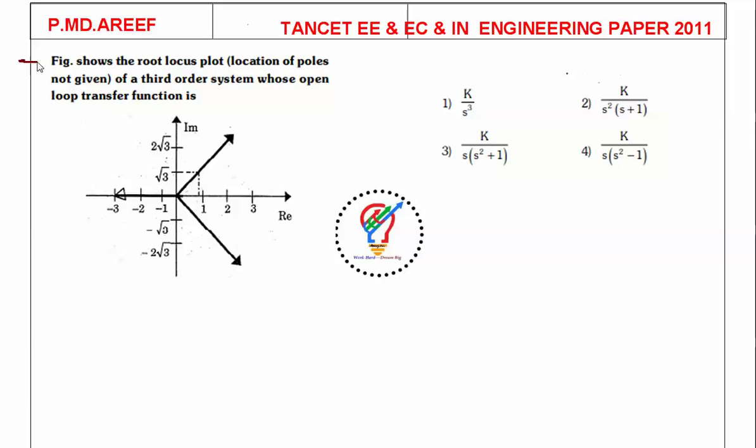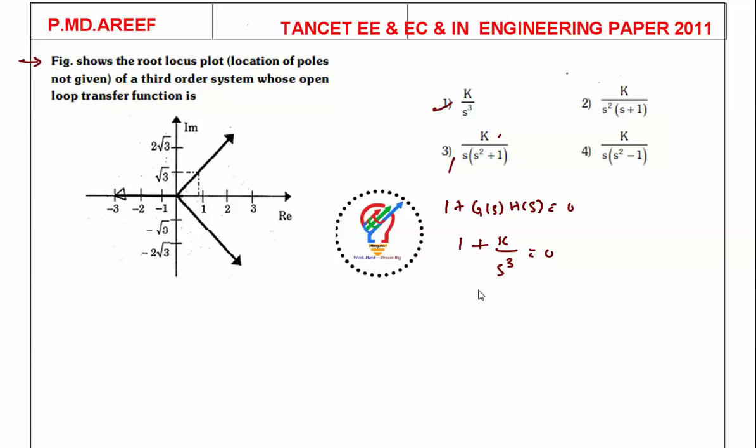The next question: the figure shows the root locus plot. The location of the poles is not given, of a third order system whose open loop transfer function is... So to find this open loop transfer function, let's choose the first option. The characteristic equation is 1 plus G(s)H(s) equal to 0. So what is the transfer function taking? K by s cube, no? So 1 plus K by s cube is equal to 0.